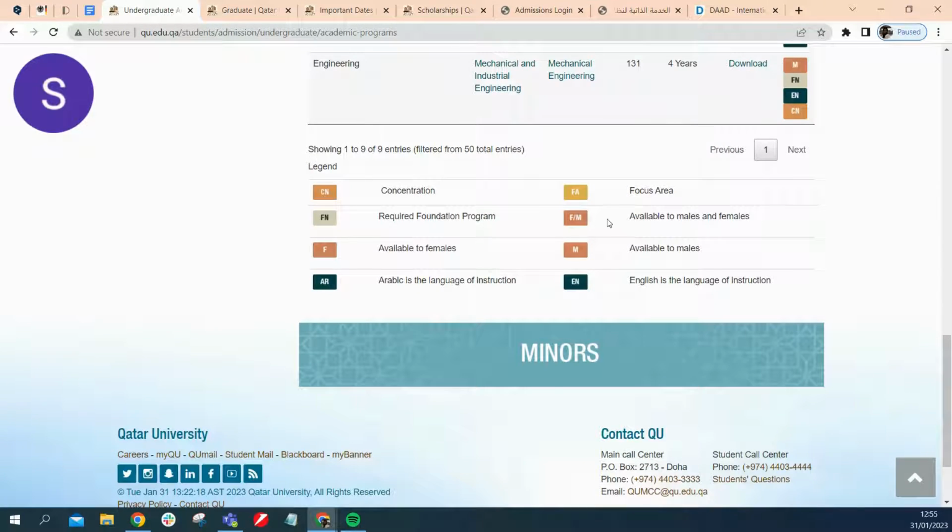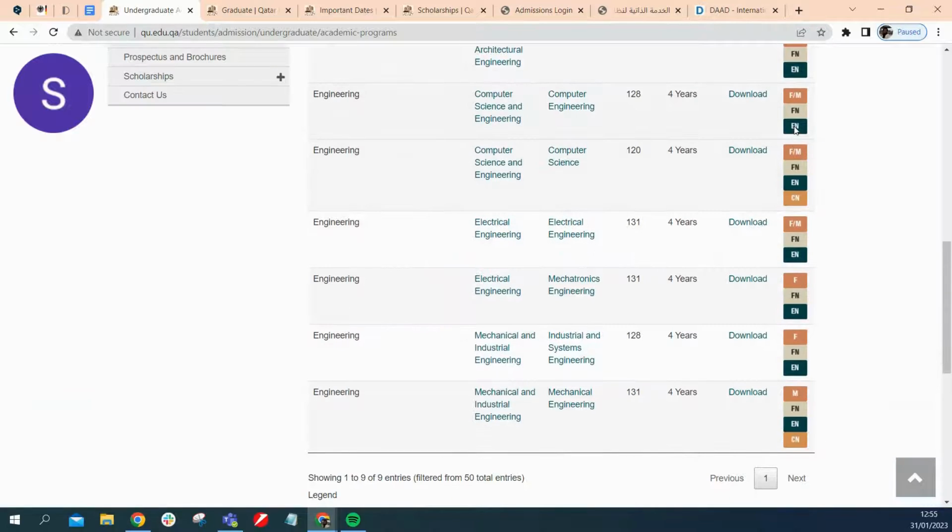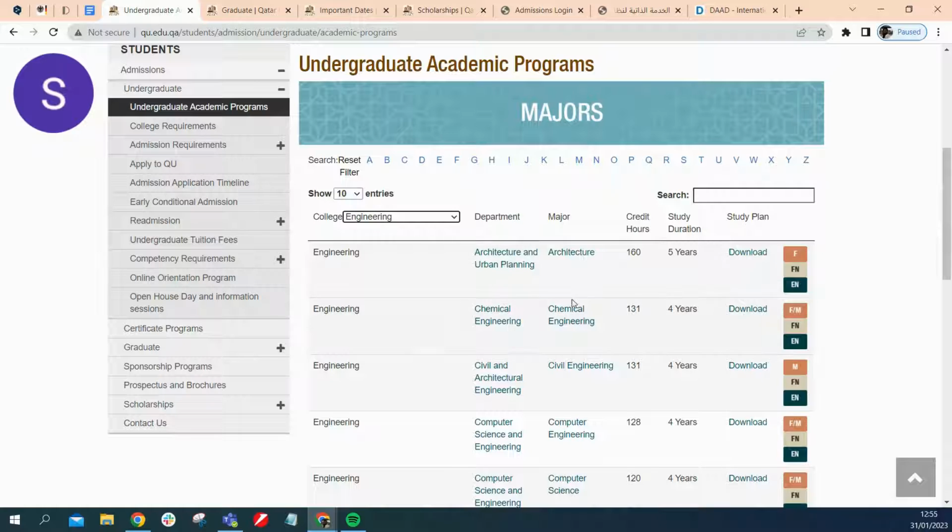But importantly, I want to point out to you that it has EN, it has F and M, meaning it's available to males and available to females. So you have to carefully look through this legend to determine the courses, which is EN, which is studied in English language. So this is something I want to point out in this. So do well to go through and select your course.